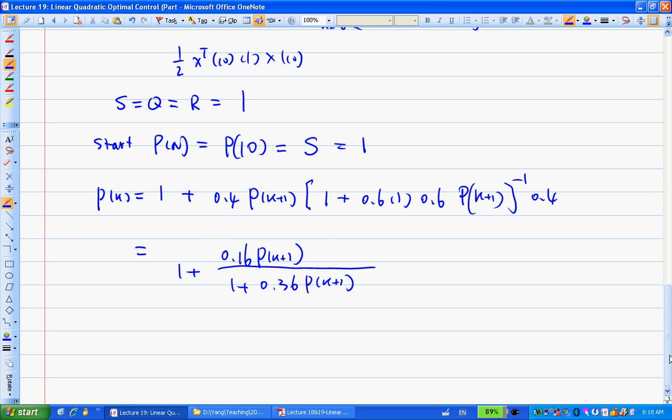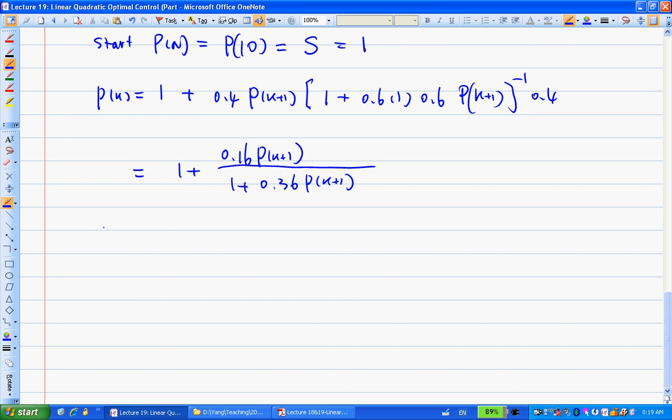Then the next thing is we're going to solve this P of K, right? Solve this P of K. So we start from this side here. You start with P of n, which is 10 here. Then you get P of 9 on this side. So 1 plus 0.16 P of 10, over 1 plus 0.36 P of 10.